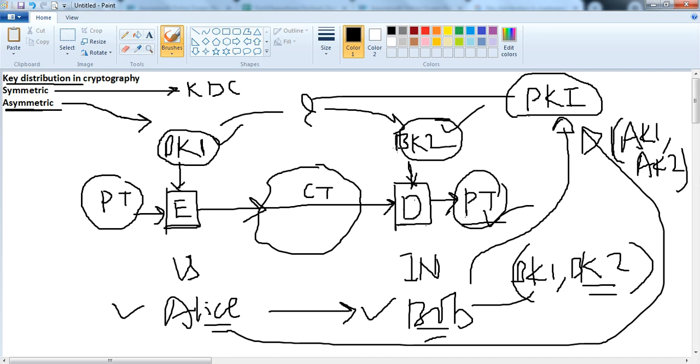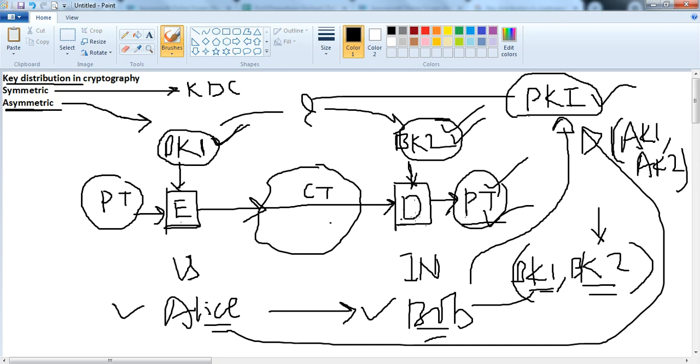Now Bob's public key is K1. If Alice wants to send a message to Bob, Alice uses Bob's public key, which is made available by the public key infrastructure to a registered user. Then Alice uses Bob's public key to encrypt the data and sends that ciphertext to Bob. Bob decrypts that ciphertext with the private key. That private key is only with Bob. Bob decrypts it and gets the plain text.